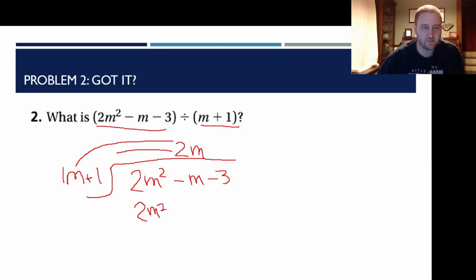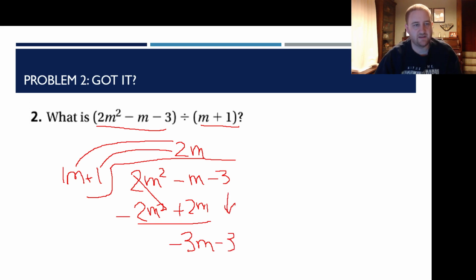Now we need to multiply it times the 1, which is a positive 2m. Now we subtract. These cancel out. Negative 1m minus 2m is going to be a negative 3m. And then we drop down the minus 3. Now how many times does 1m go into negative 3m? Well, 1 goes into negative 3 times. M goes into m once.